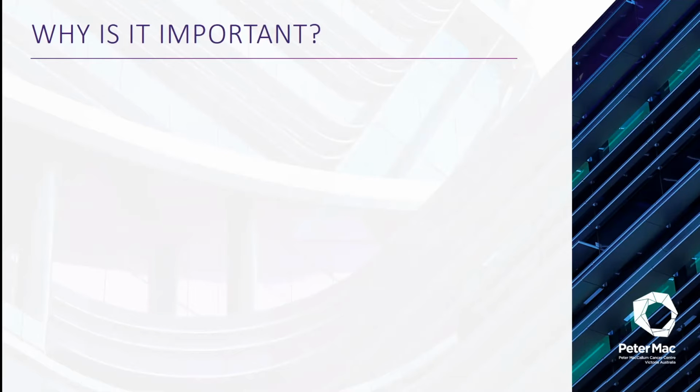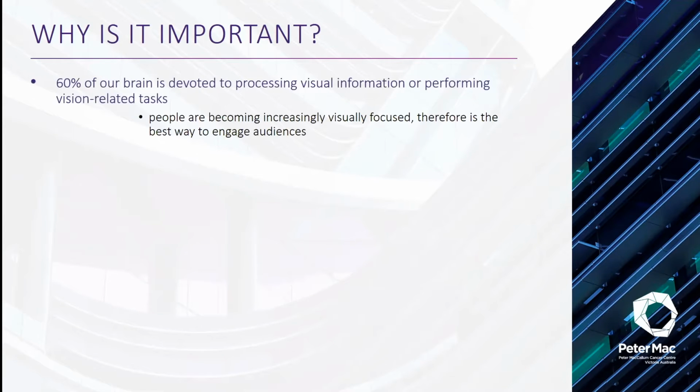So why is it important? As you probably know, 60% of our brain is devoted to processing visual information or performing vision-related tasks. And we're visual creatures, and we have been since the days that we first scanned our environment in search of food. But these days, with the absolute rise and domination of the internet and of social media, we're becoming ever more visually focused. And so it is therefore one of the best ways to engage audiences.